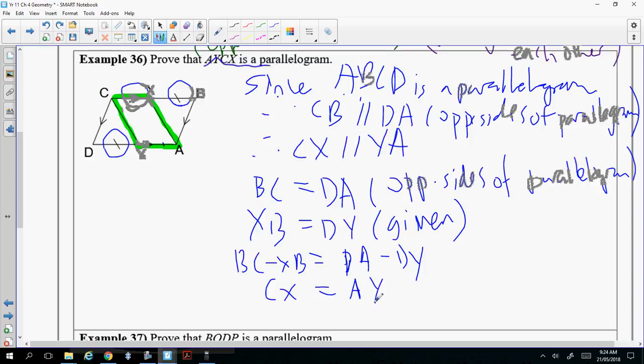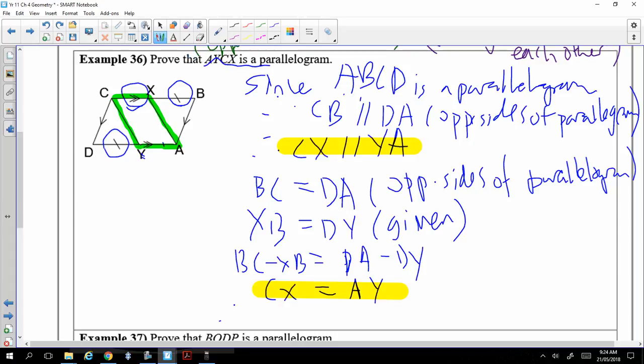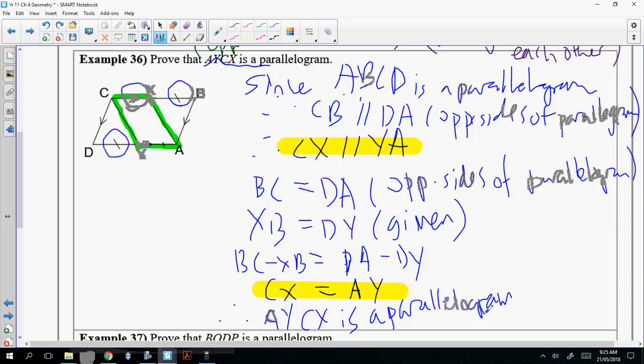So you say therefore AYCX is a parallelogram. And what's the reason? One pair of sides both equal and parallel.